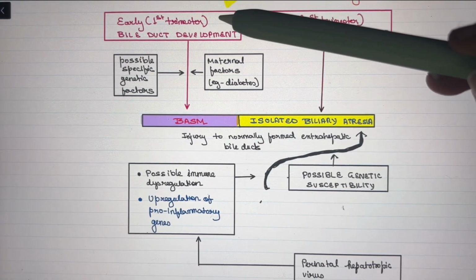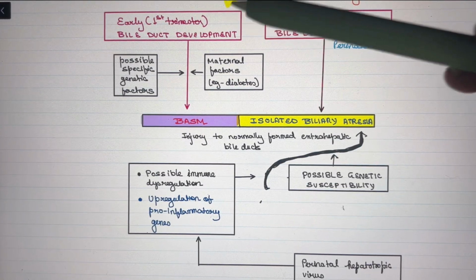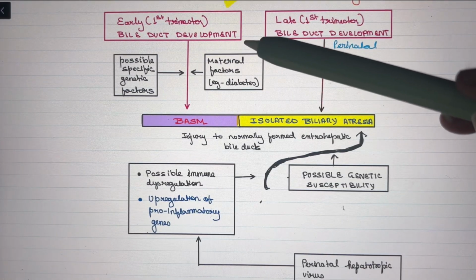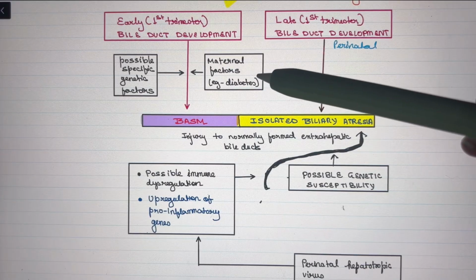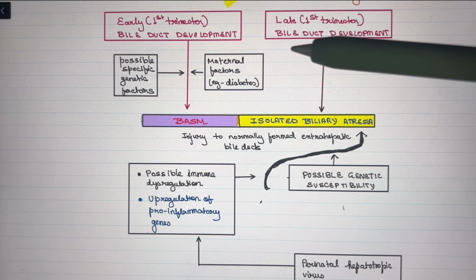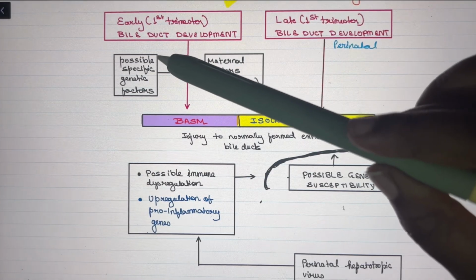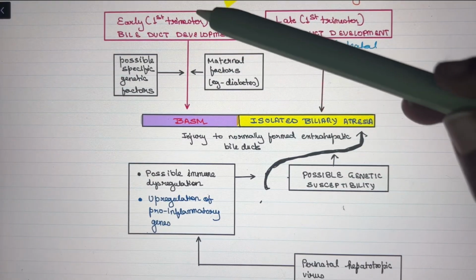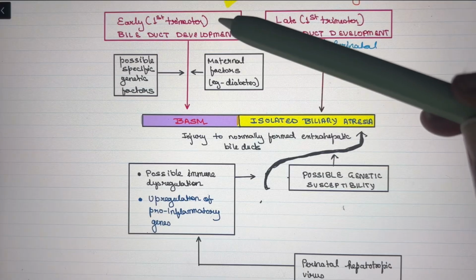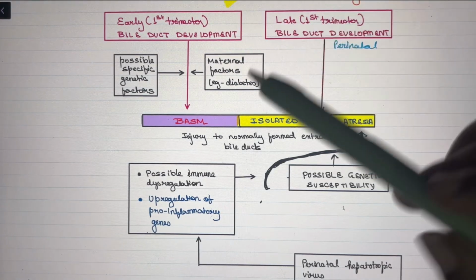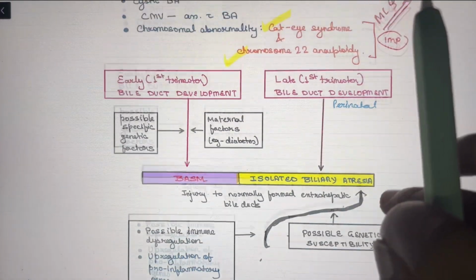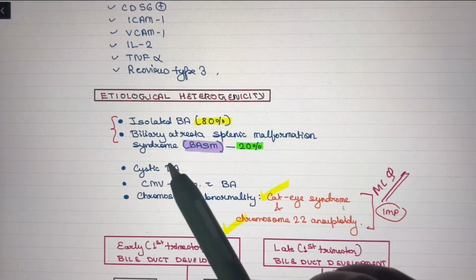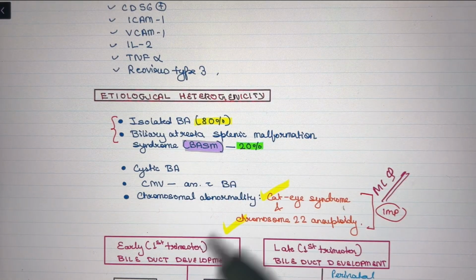If in early first trimester there is any kind of abnormality, that is because of maternal factors, like if the mother has diabetes, or possible specific genetic factors. If these two are present and there is an abnormality during development of the bile duct, then it causes BASM. What is BASM? BASM is biliary atresia splenic malformation syndrome.